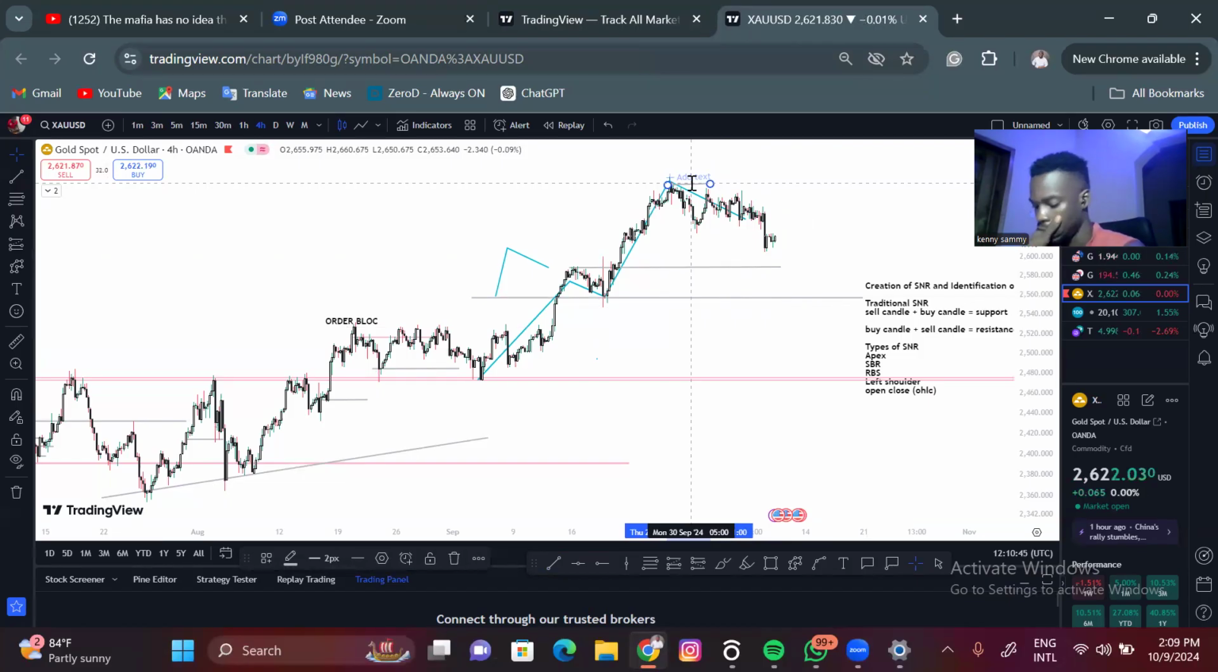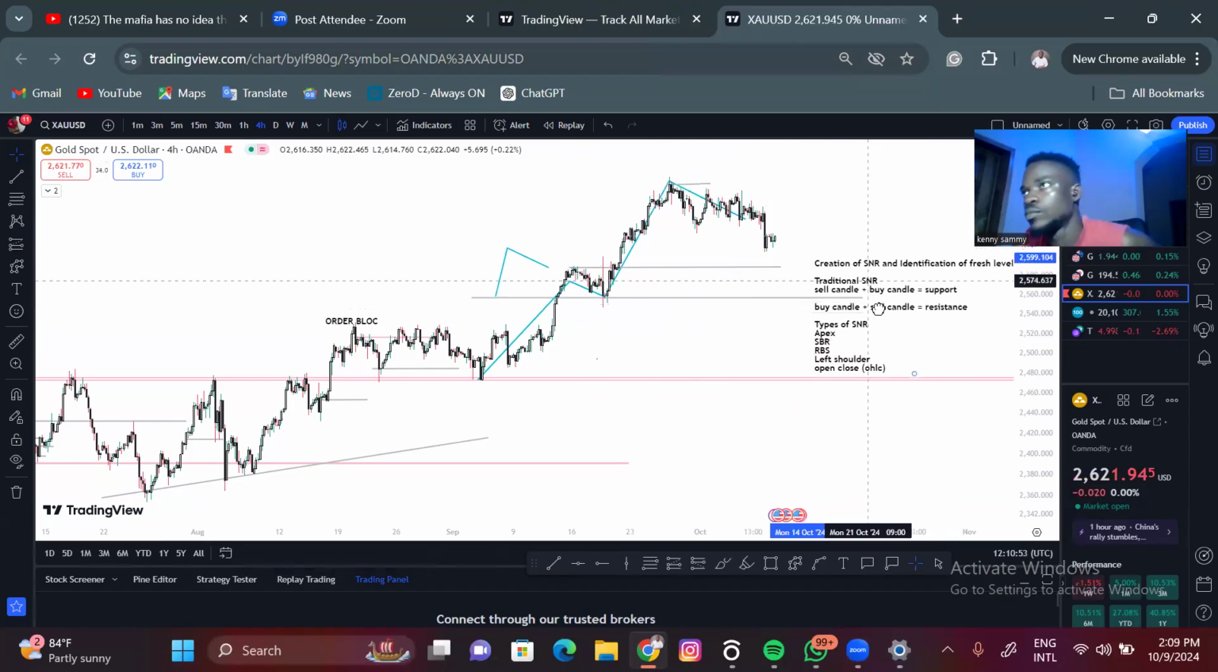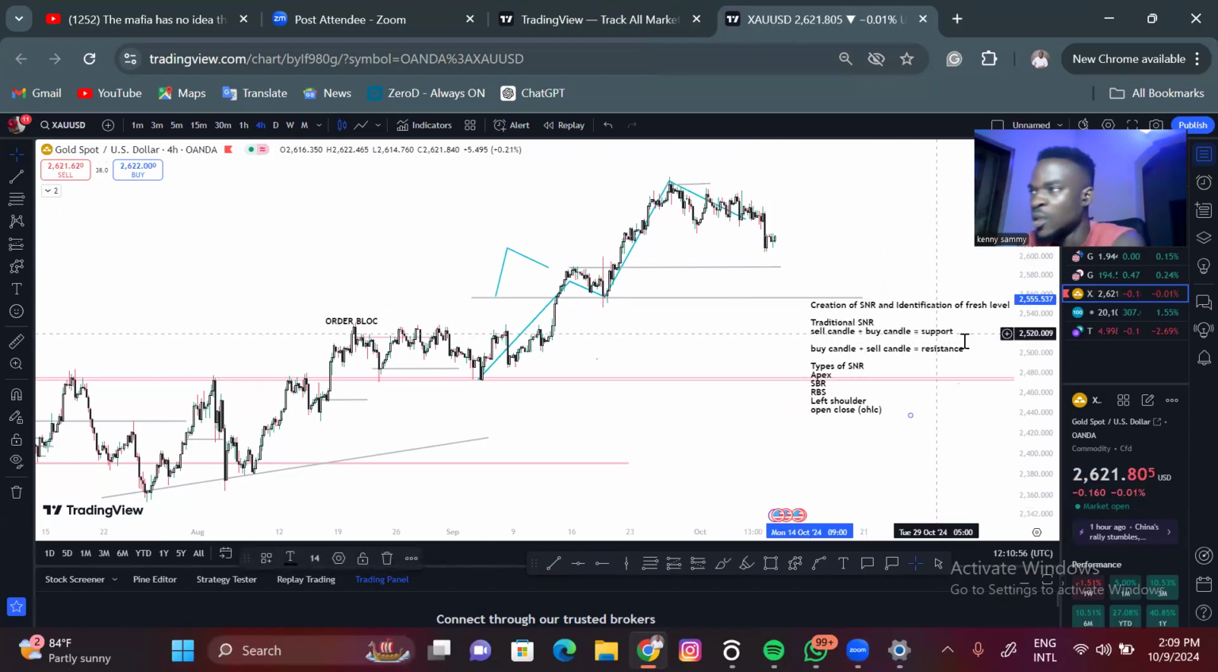So let's go to SBR. SBR is also easy to identify, like we have mentioned earlier that traditional support and resistance just requires two candles, as we jotted out here. For your support, you need to see a sell candle and a buy candle beside each other. You can see your buy candle here, your sell candle and your buy candle. There are different support levels that you can see from this chart, but what we are focusing on now is the SBR. So how do you identify SBR? SBR simply means support break turn resistance.